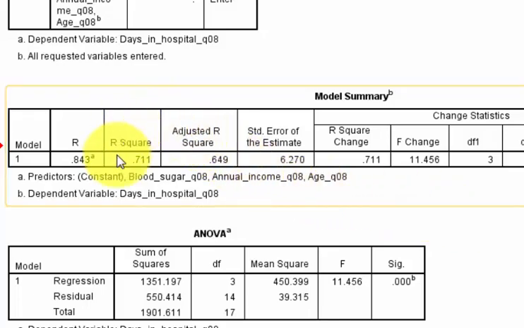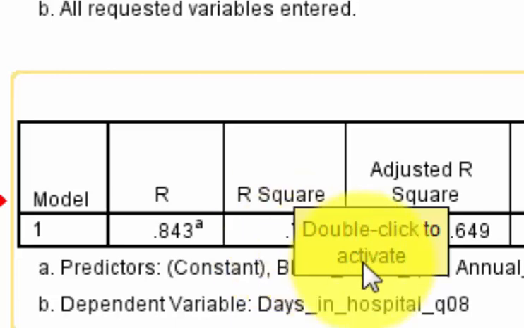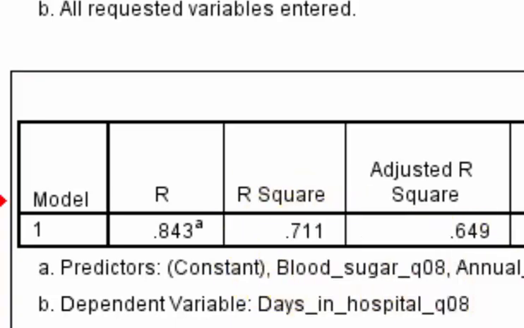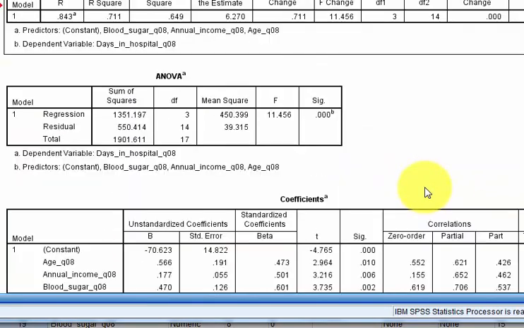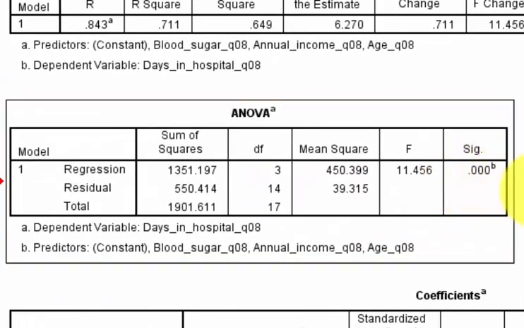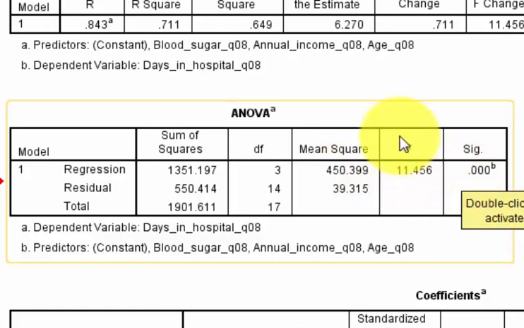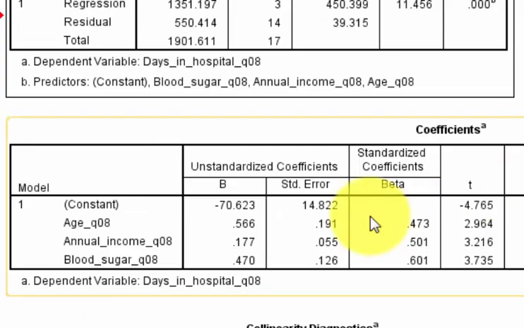So the first thing you look at is R squared. That's your effect size. So you can explain about 71% of the days in the hospital through this model. This is a very, very good, strong model. That's what this says. And you go to the ANOVA box, and the ANOVA was significant. Okay? So that means that the regression is significant, which we kind of already knew from the R squared. But that means, again, you got a real good model here.